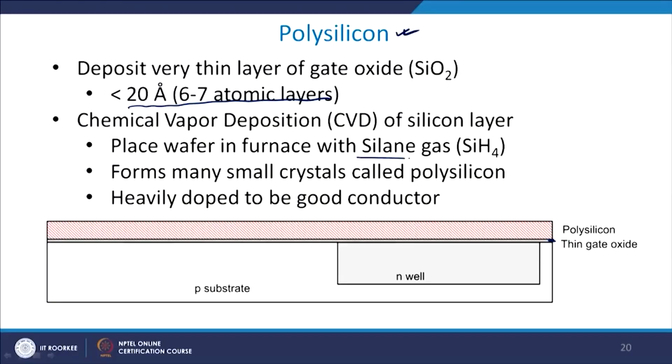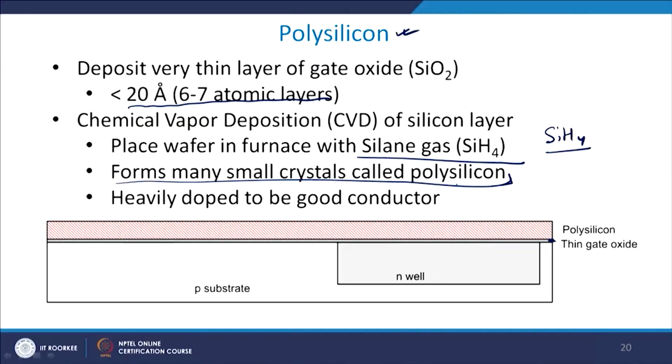After you have grown the gate oxide, which is basically a native growth, you allow for CVD and you use a silicon gas, SiH4, to do that, right. Silicon gas forms small crystals and they form polysilicon. So, polysilicon is basically silicon arranged in a special manner. They are crystalline in small domains, but in a larger domain they are still amorphous in nature. You can heavily dope it to be a good conductor, right. So, polysilicon is used in that manner.